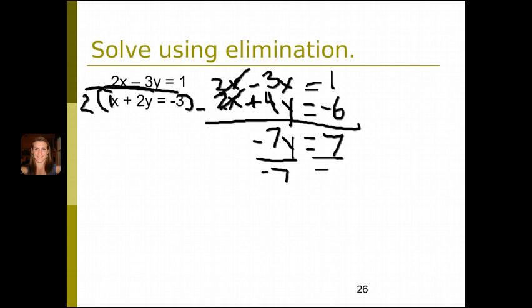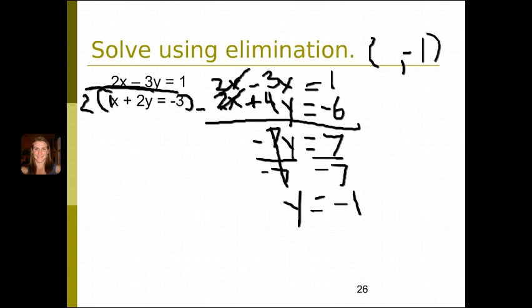Negative 7 divided by negative 7 cancel, leaving us just with the y. 7 divided by negative 7 gives us negative 1. So in our ordered pair, y is negative 1, which is the second number in our ordered pair. Now we need to find the first. I'm going to plug y equals negative 1 back into the second equation.